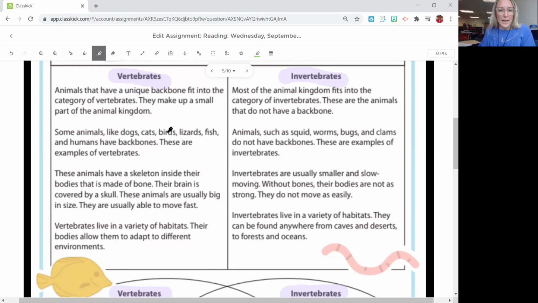So we know that at the beginning, it says that vertebrates have backbones. Now, why is that different than invertebrates? I'm going to choose pink. Invertebrates do not have backbones. So I'm going to go ahead and write that in my Venn diagram.